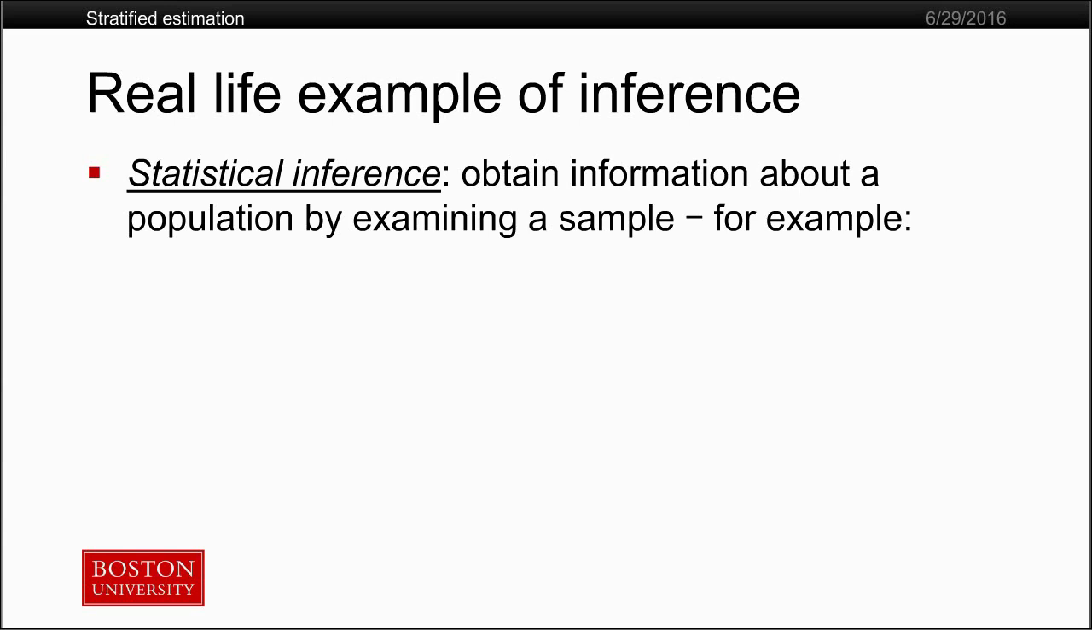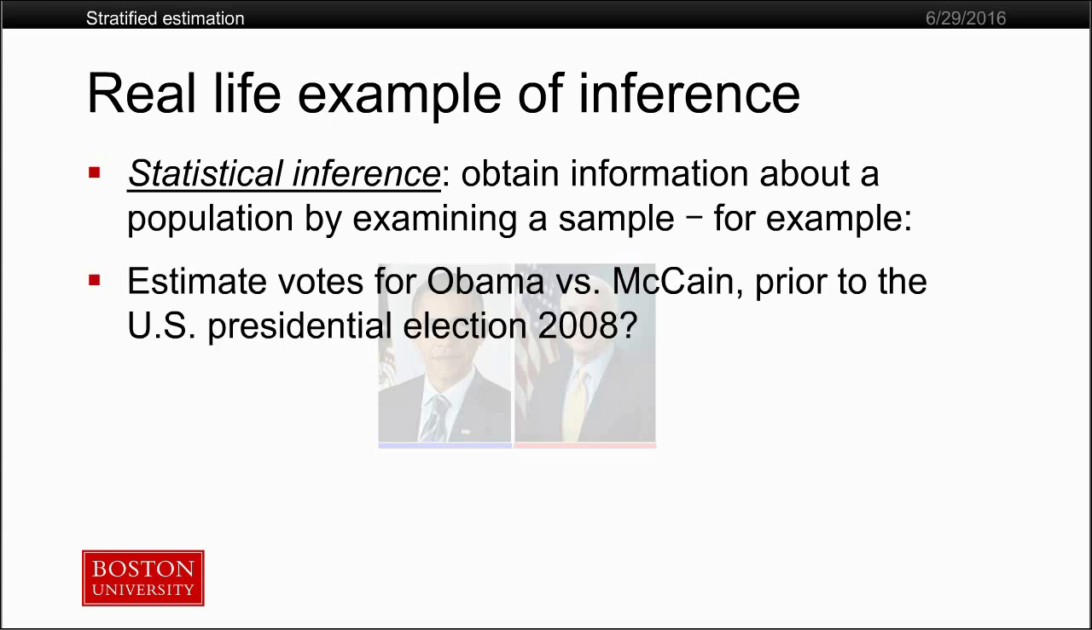And I'm going to go through here a very, very simple example of inference that I think you're all very familiar with, that we encounter in daily life. For example, if we have two presidential candidates prior to a presidential election, we typically want to know who is ahead in the polls, who we can expect to get the most votes. So in this particular example, we have two presidential candidates in the U.S. presidential election 2008. And the American electorate is very large. It's like 150 million people or so. So we can't obviously ask each one who they're going to vote for. That would be a complete census, and we only do that once every 4 years. So we can't do that. It would be a massive, massive task.